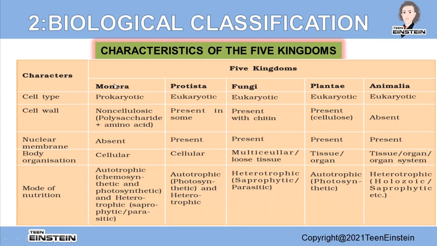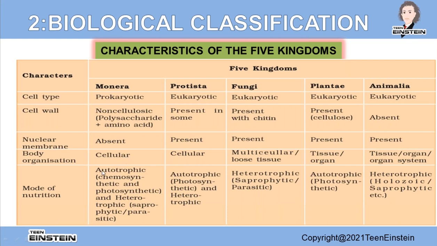Next, this is a chart showing the characters. Here you can see the characters of each kingdom. Which are the kingdoms? Kingdom Monera, Protista, Fungi, Plantae, and Animalia. Here the first character is cell type. In Monera, they are prokaryotic organisms, means there is no nucleus. Cell type is prokaryotic in Monera. Next character, nuclear membrane. If the nucleus is absent, obviously the nuclear membrane is also absent.